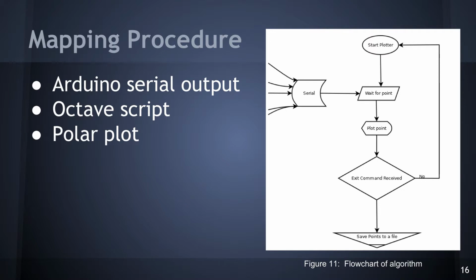On the plotting computer, we are running a program called Octave, which is an open source version of MATLAB, a program that allows you to do visualization and processing of large data sets. The Octave script we have running listens for each polar coordinate on the serial input stream and then plots it in real time, making debugging and error detection easier. Once the Arduino finishes its sweep of the room, it sends an exit signal to the script, which tells it to save the points to a file and exit.